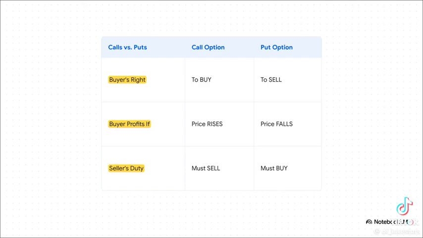A put option is the exact opposite. It gives you the right to sell. You'd buy a put if you're bearish, if you think the price is about to tank. And the person who sold you that option, well, they're on the hook. They have to buy or sell if you decide to exercise your right.